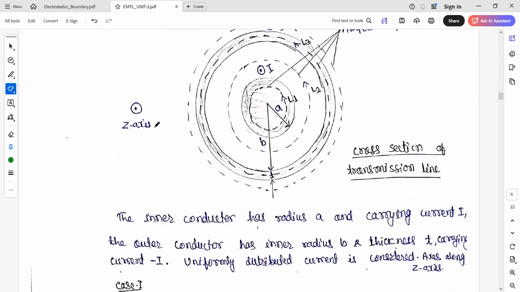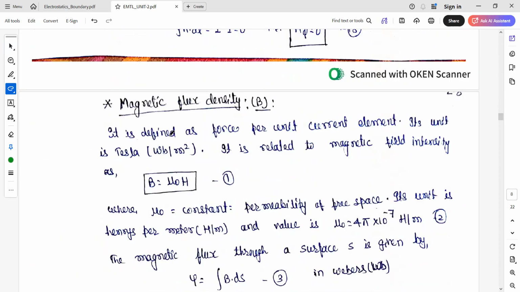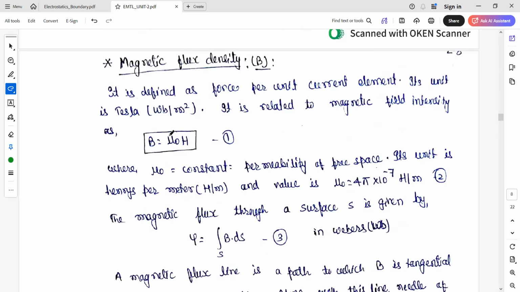Next we'll discuss the next topic, which is magnetic flux density. Magnetic flux density is also important here. It can be a 1 mark question. Here B equals mu naught H. It is defined as the force per unit current element. You have to give a one-line definition and write the expression B equals mu naught H, where mu naught is the permeability, which is 4 pi into 10 power minus 7 Henry per meter.